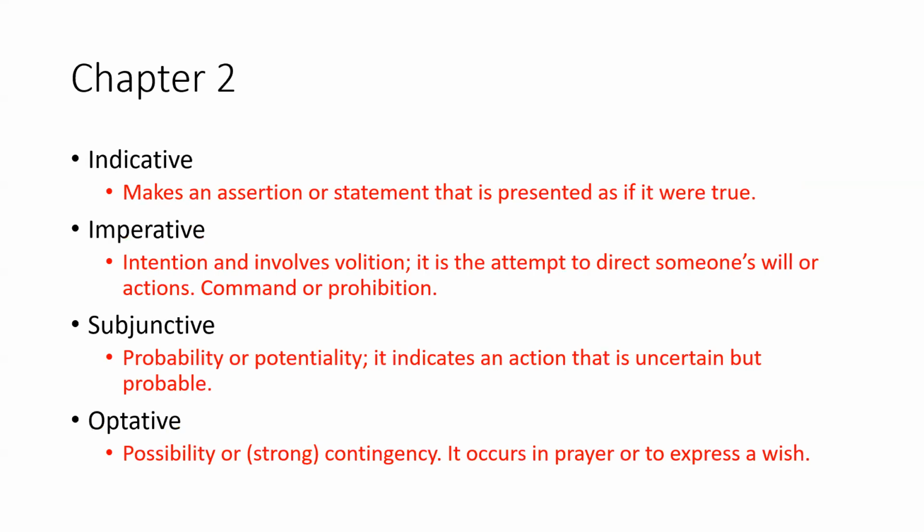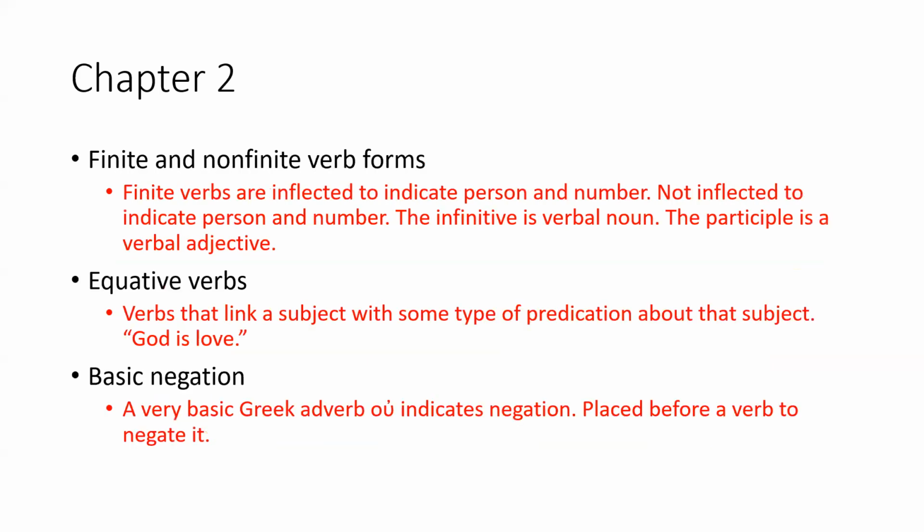Indicative mood makes an assertion or statement that is presented as if it were true. The imperative mood expresses intention and involves volition. It is the attempt to direct someone's will or actions. These are usually commands or prohibitions. Subjunctive is about probability or potentiality. It indicates an action that is uncertain but probable. Optative: possibility or strong contingency. It occurs in prayer or to express a wish. This is the least common.